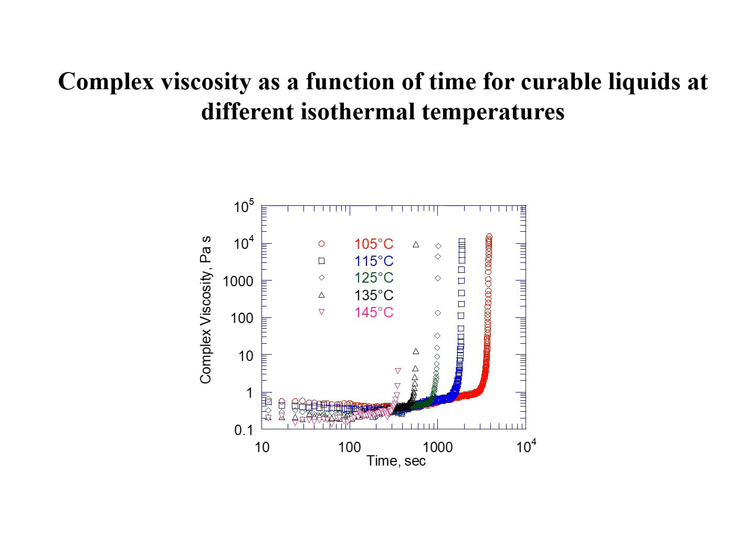Complex viscosity as a function of time for curable liquid at different isothermal temperatures. So this figure shows complex viscosity versus time at different isothermal temperatures. At a lower isothermal temperature, the viscosity increases slower. At a high isothermal temperature, the viscosity increases faster.